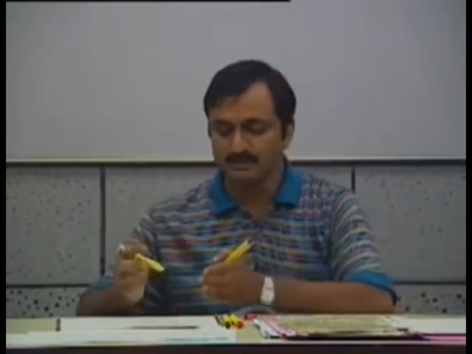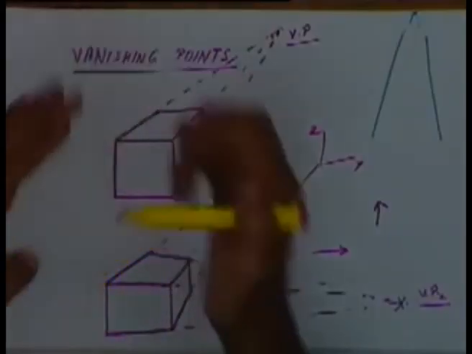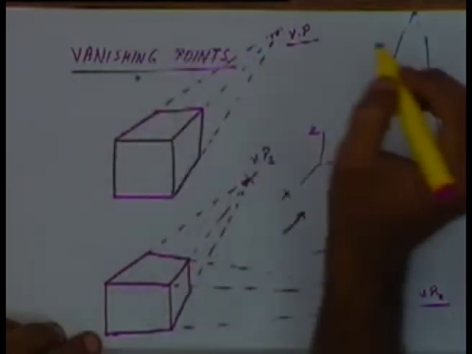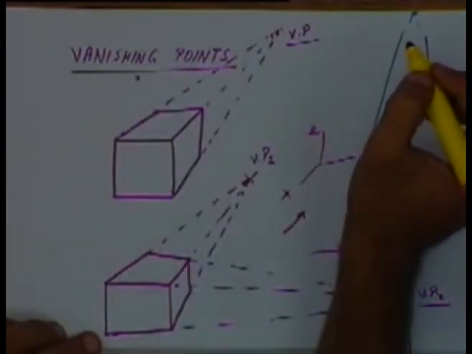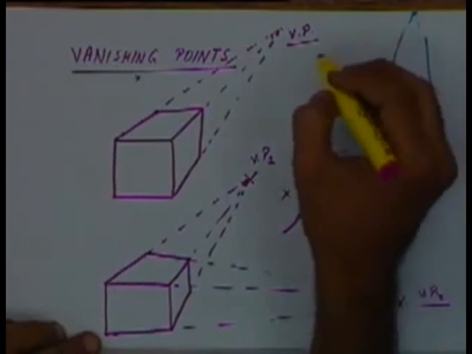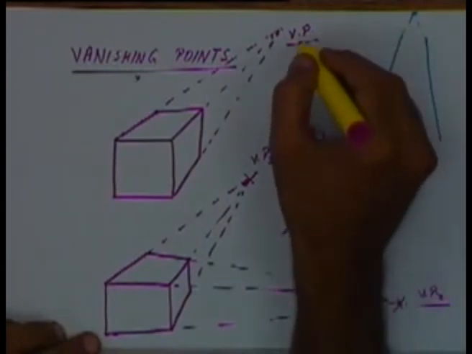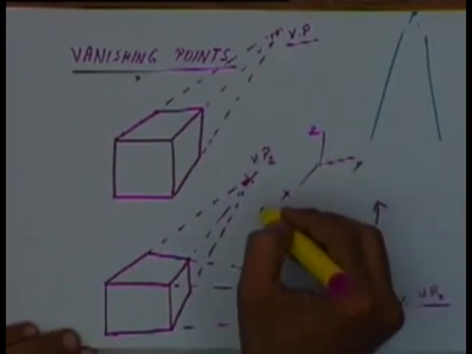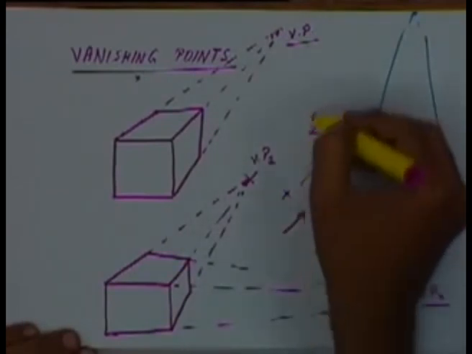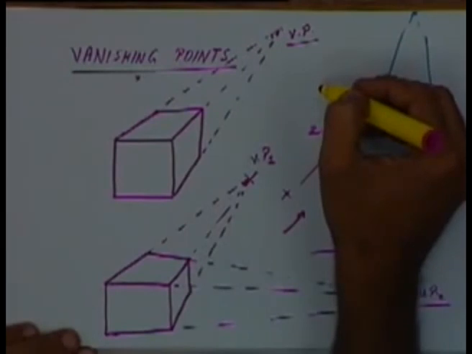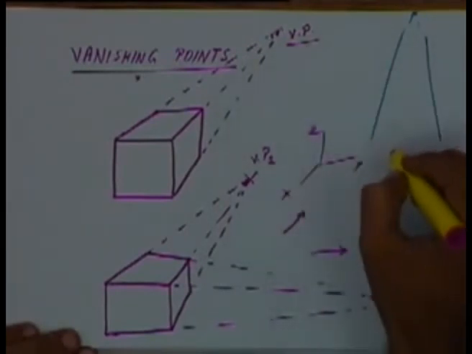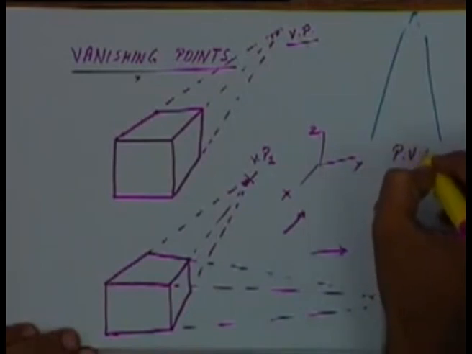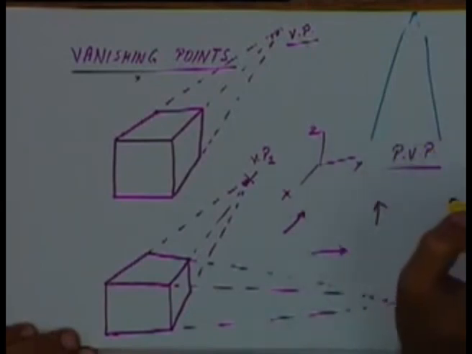Similarly, we can also have three vanishing points. That means lines parallel to the z direction will also seem to emerge from a finite point. Now these vanishing points correspond to lines parallel either to the x direction, the y direction or the z direction. So these are called principal vanishing points.